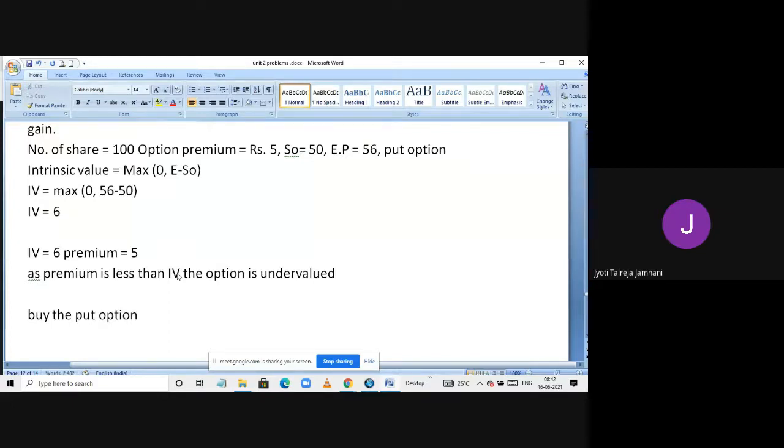If you buy the put option, you have to pay premium. Buy the put option by paying premium. So premium is 5 rupees and there are 100 shares. So rupees 5 into 100 is equal to 500. You are paying. If we are paying, I'll write it in the bracket. This money is going out.